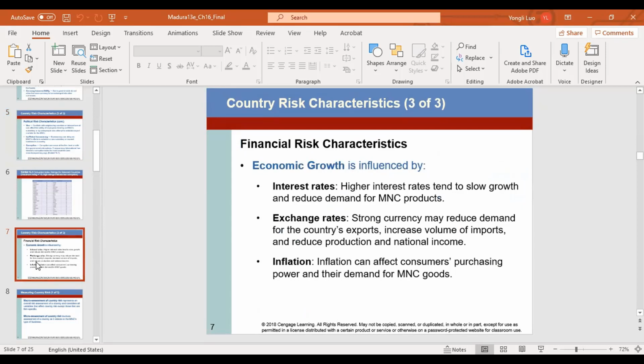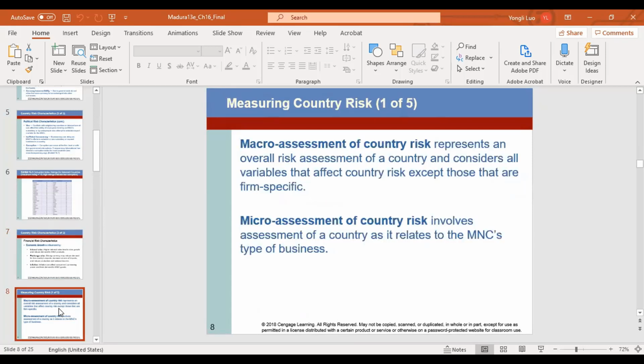Financial risk characteristics include economic growth, influenced by interest rate, exchange rate, and inflation. Macroeconomic assessment of country risk represents an overall risk assessment of a country and considers all variables that affect country risk except those that are firm-specific. Micro assessment of country risk involves assessment of a country as it relates to the MNC's type of business.